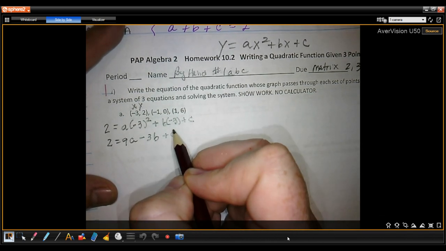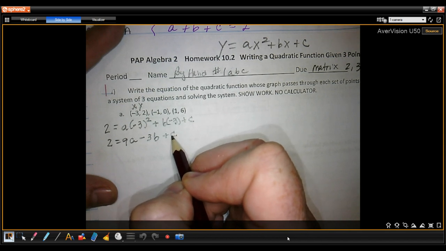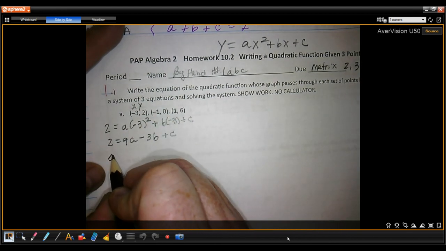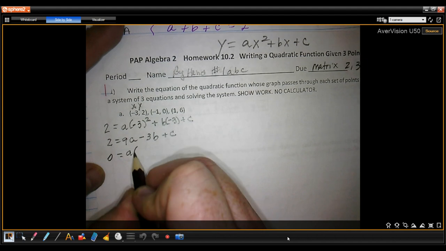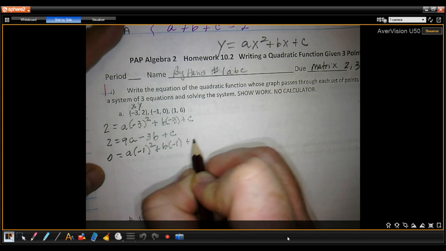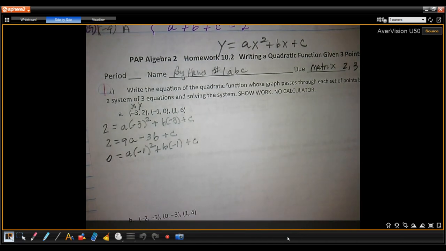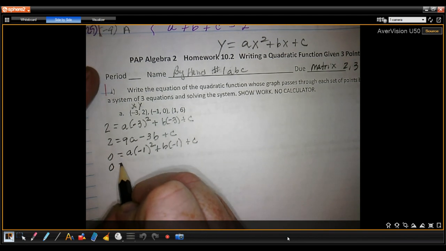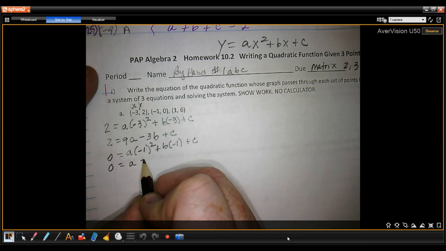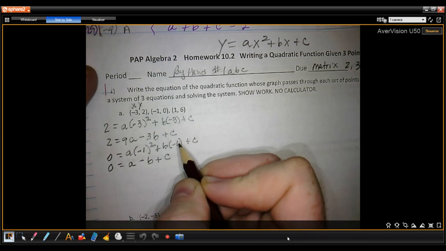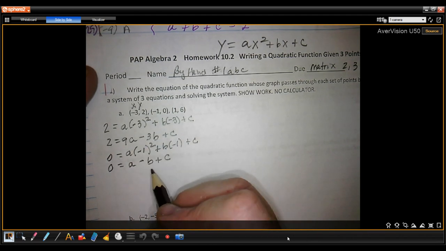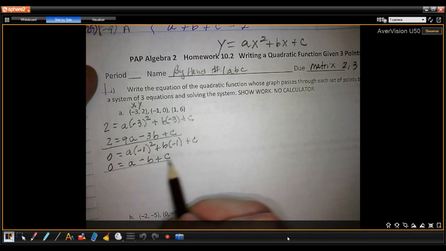I would definitely plug it in so you get the hang of it. I know some of you will get faster at this, but that's what you're doing. So there's the first equation. And then you just do it again. 0 equals a times negative 1 squared plus b times negative 1 plus c. That gives you 0 equals a minus b plus c. So you have a minus b plus c equals 0, and then 9a minus 3b plus c equals 2. And then you'll do it one more time.